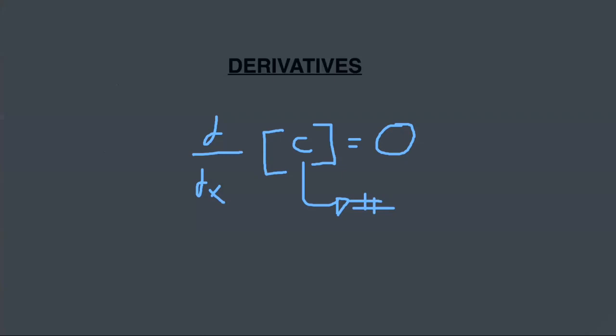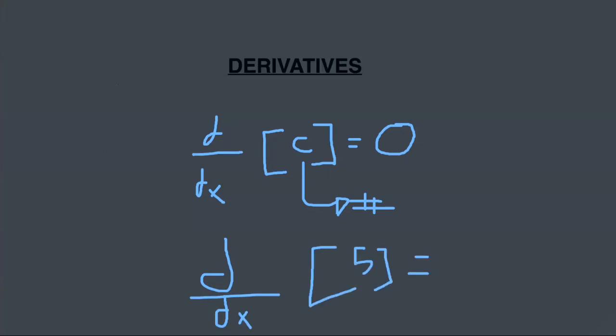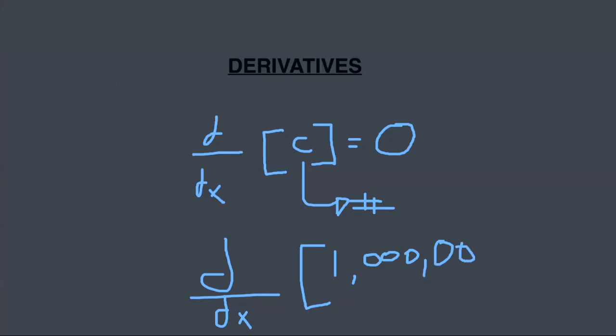So for example, we have d over dx of 5. What's the derivative of this going to be? Yep, you guessed it. It's going to be 0. How about a much larger number? Let's say we have d over dx of a million. In this case, it's going to be the same answer, because for any number, the derivative is going to be 0.